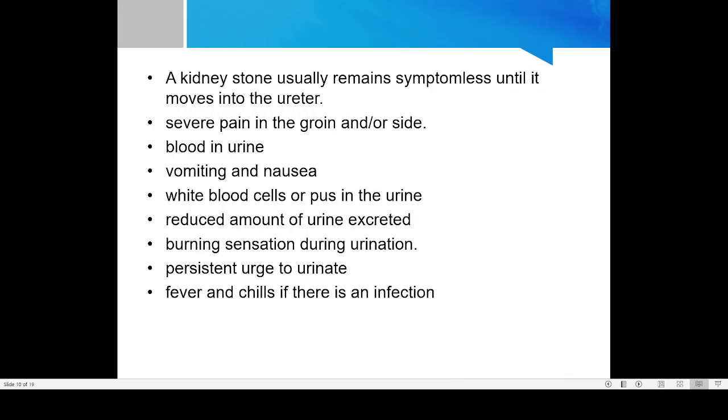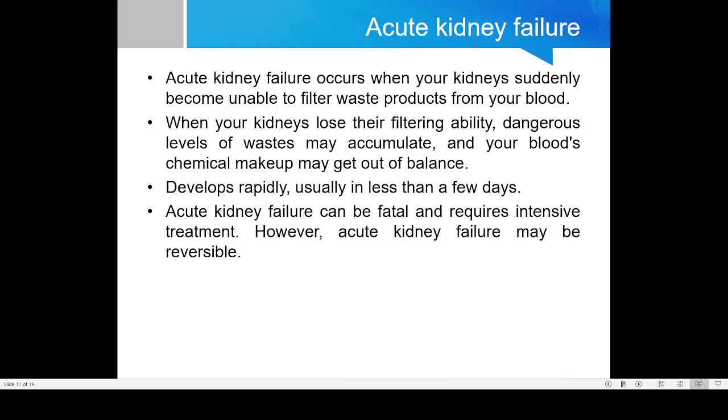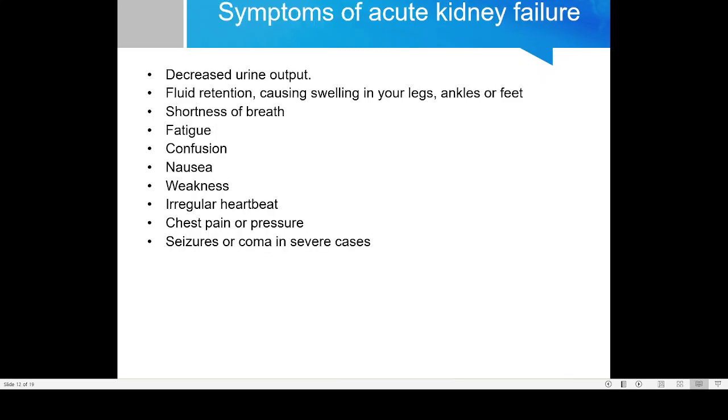Then another case is acute renal failure. Acute renal failure simply means the kidney is no longer working. That situation is known as kidney failure or acute kidney failure. In the case of acute kidney failure, there is no urine output. The kidney is not producing urine. Then the only way by which you can save a patient is by going for dialysis.